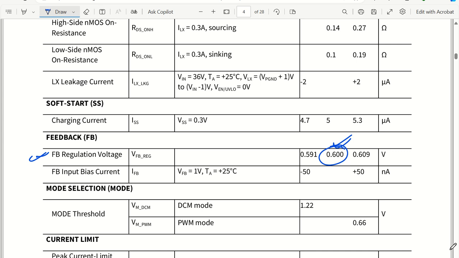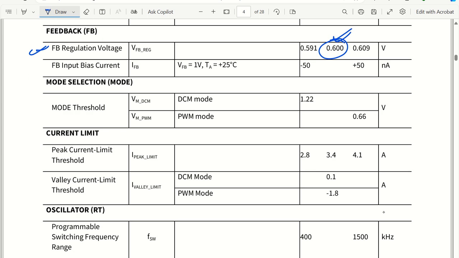Got it? Then there is a current limit threshold at the MOSFETs, which will be 3.4 amperes. This is required for the ripple current settings like delta IL, or the inductor current setting. At that time this peak current limit is actually needed. Got it?